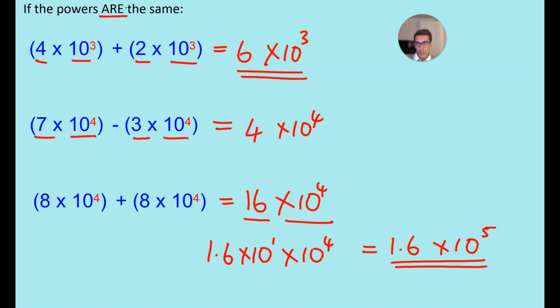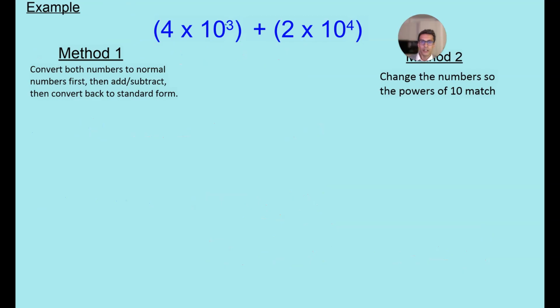Now, more likely you're going to get questions where these powers are not matching. So let's have a look at these types of questions. Here you can see there's a 3 and there's a 4. We can't just add these up. You can't do 4 lots of 10 to the power 3 plus 2 lots of 10 to the power 4. It doesn't work. It's like 2x plus 2y. They're not similar terms, we can't add them.